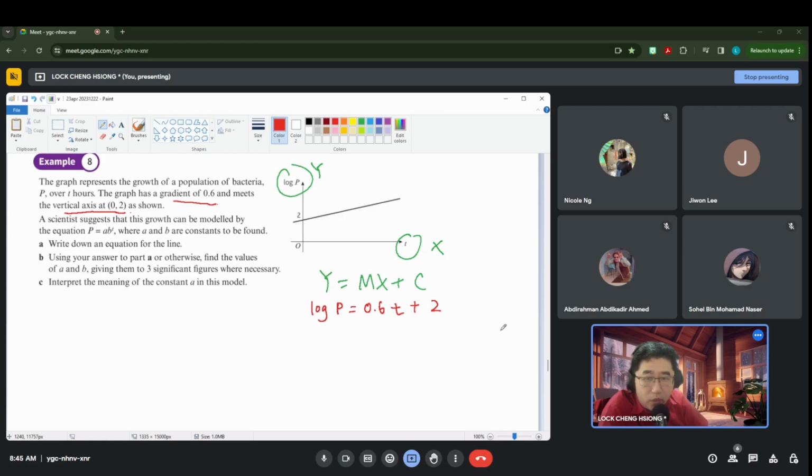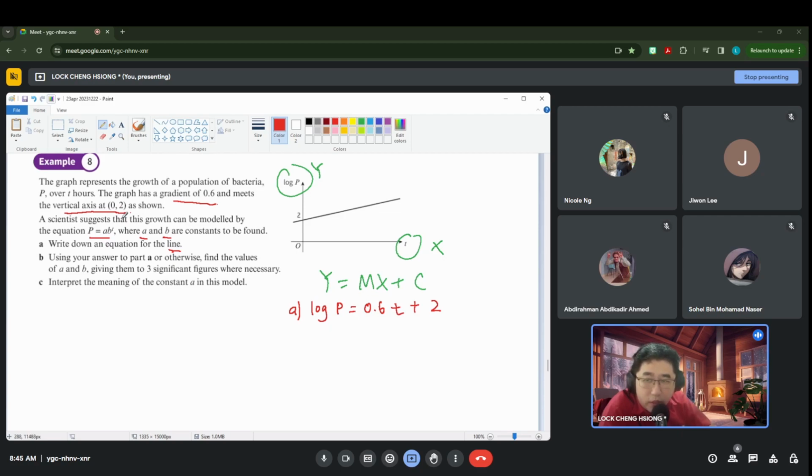After that you are required to rearrange this algebra to get into this form. And furthermore, they ask you to write the a and b. Part A, write down the equation of the line. That means A is already done because it's referring to the line. So this is a line equation.